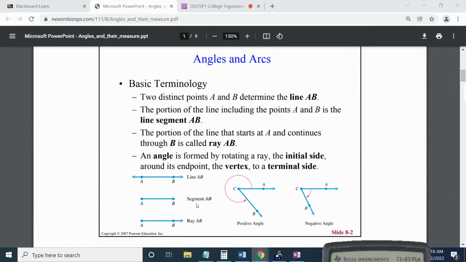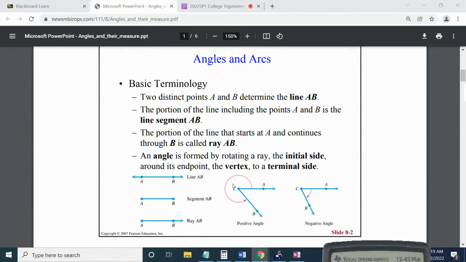Next, we have a line segment, and notice that a line segment has two endpoints. A line segment doesn't extend forever in either direction. And lastly we have a ray. A ray has one endpoint and extends forever in the other direction. When you write out a ray, you must denote the ray starting with its endpoint. So this is called ray AB. We cannot call it ray BA because B is not the endpoint. We must start our ray notation with the endpoint.